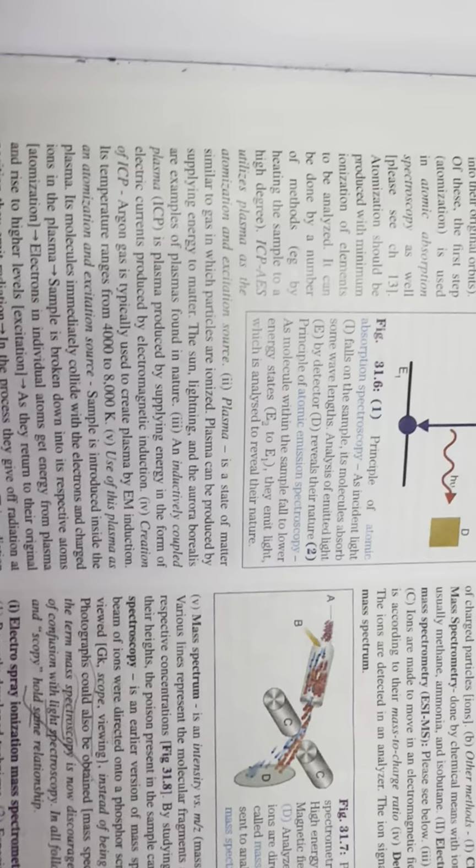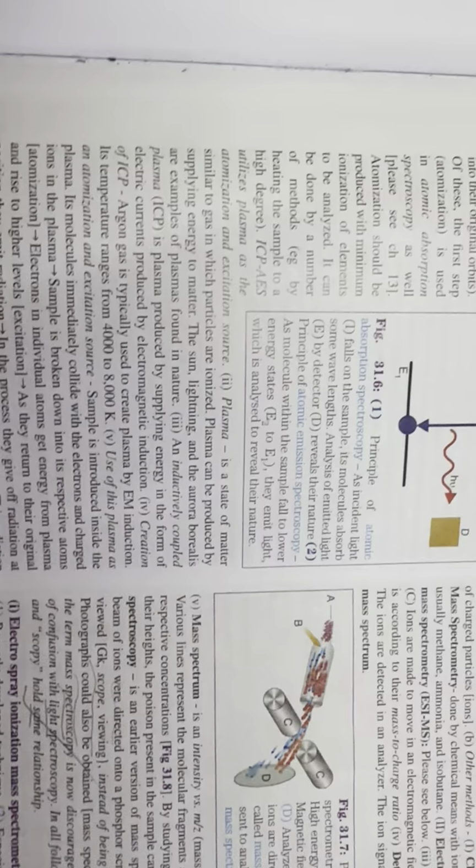Atomic emission spectroscopy fundamentally consists of three general steps: breaking the sample into its constituent atoms, atomization; excitation of atoms; and emission, as electrons fall back into their original orbit. Of these, the first step, atomization, is used in atomic absorption spectroscopy as well. Atomization should be produced with minimum ionization of the elements to be analyzed. It can be done by a number of methods, for example, by heating the sample to a high degree.